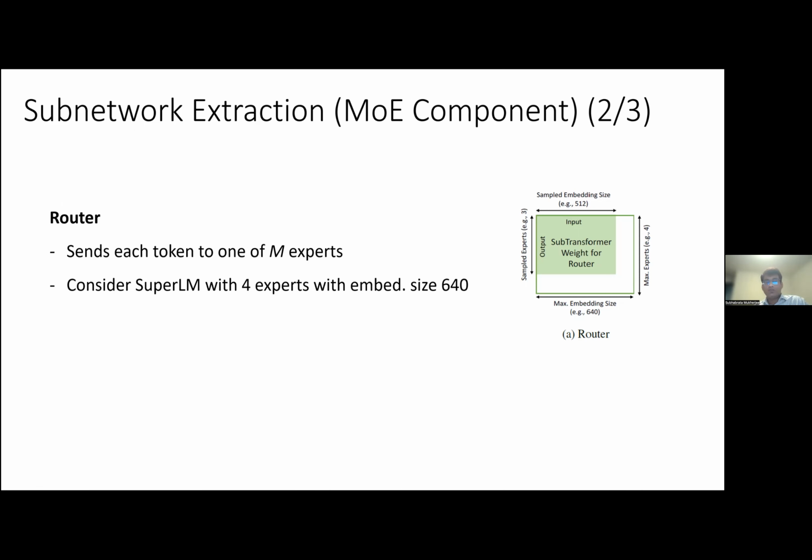Now, consider that you have a super language model with 4 allowable experts. So 4 is the maximum number of experts that is allowed in any layer. And assume that 640 is the maximum embedding size. Again, when we train a super language model, we consider all the dimensions to be full.